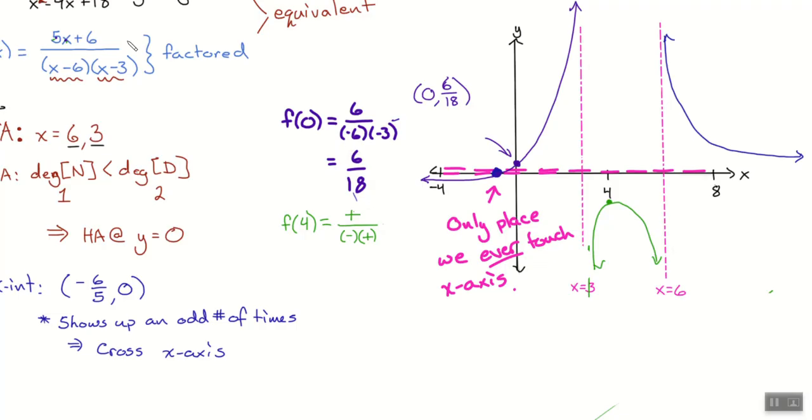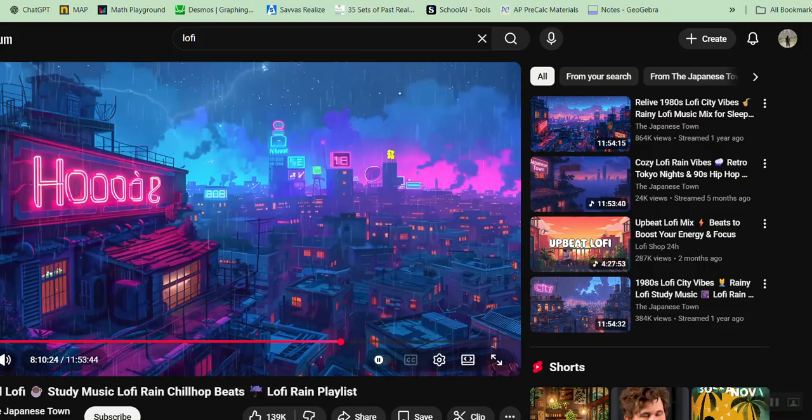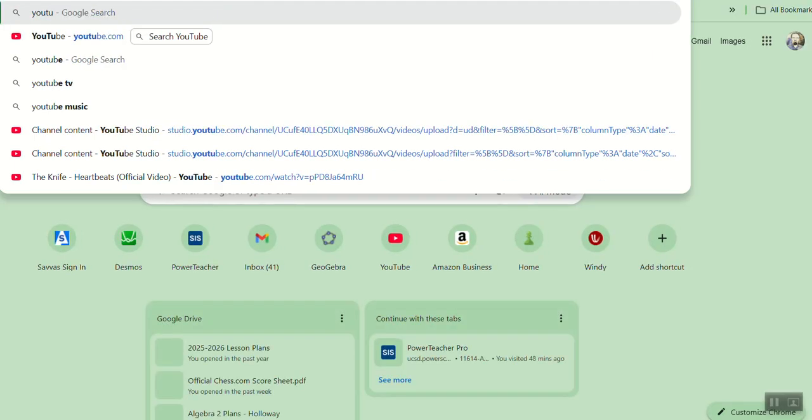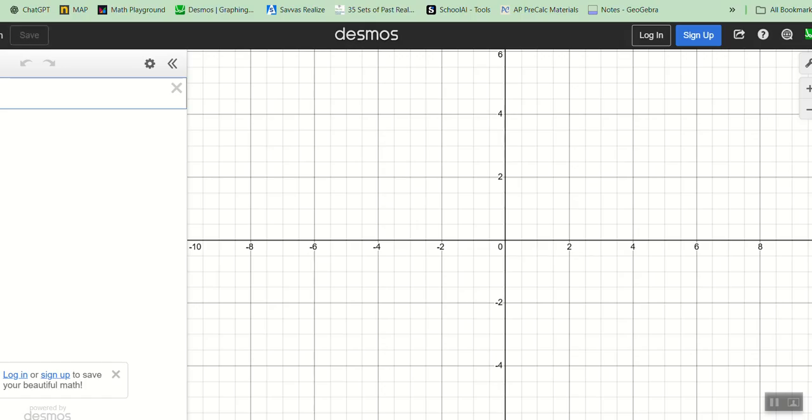Okay, I'm curious about it, and then we'll do a brain break. Somebody's going to have to read me the function here in just a second, though. 5x plus 6. And the factored form was just x minus 6, x minus 3.